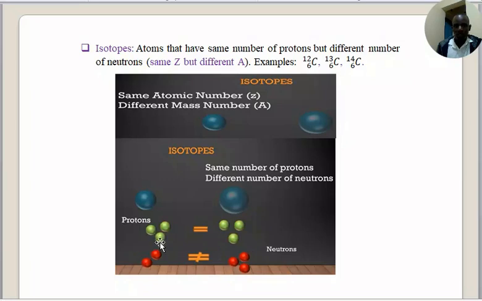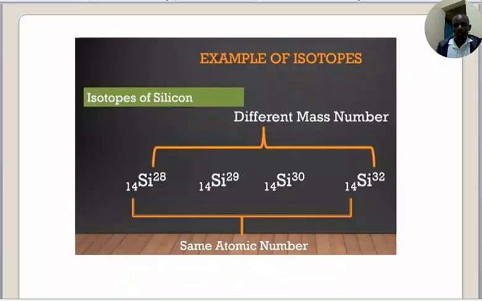So we have the protons, which are green in color, and the neutrons that are red in color. You can see here the protons are the same, but the neutrons are different. Therefore, they bring about different mass numbers. An example of isotopes is the isotopes of silicon: silicon-28, silicon-29, silicon-30, silicon-32. You can see they have the same atomic number 14, but different mass numbers.